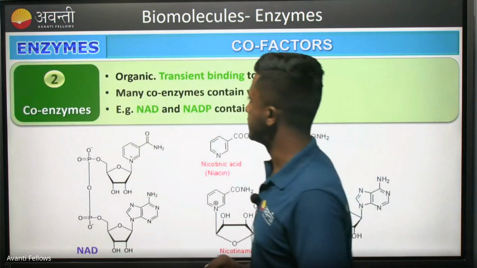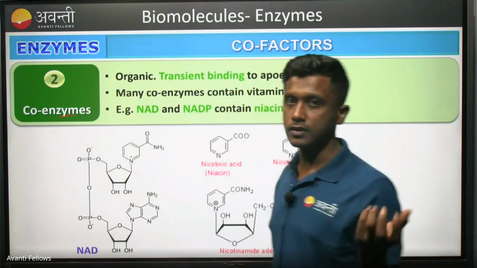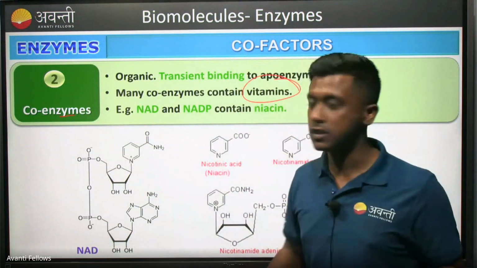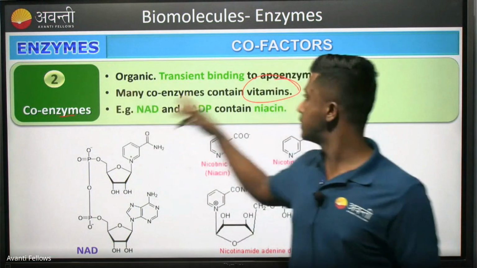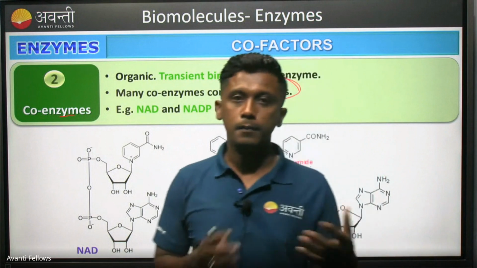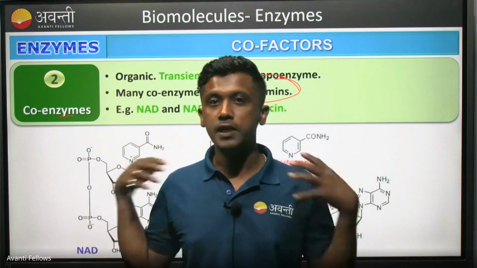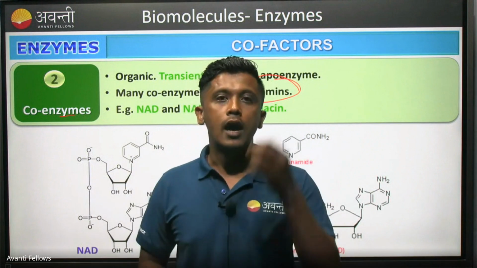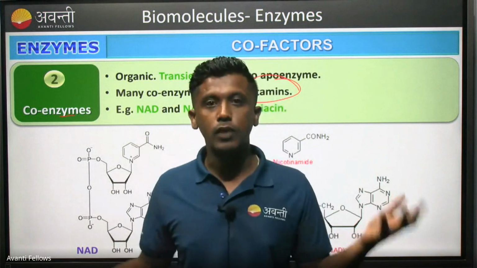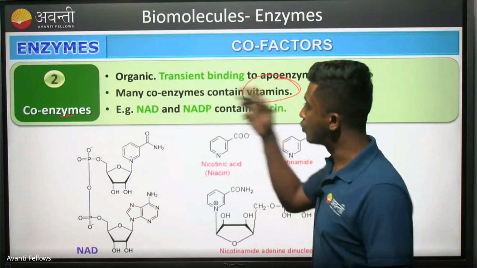Next one is coenzymes. When you hear the term coenzymes, your memory should go to the word vitamins. Coenzymes are nothing but vitamins. Now you understand why we have to take protein and vitamins on a regular basis, because many of your biochemical reactions are dependent on vitamins. You have so many vitamins: vitamin A, vitamin C, vitamin B, vitamin D. You might have come across all these names, right? Those are called coenzymes.